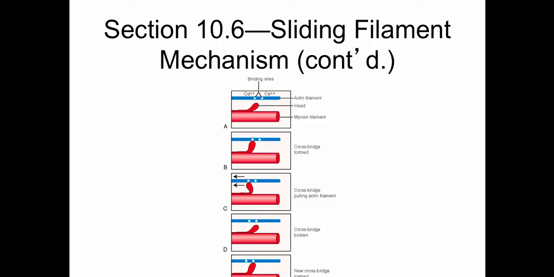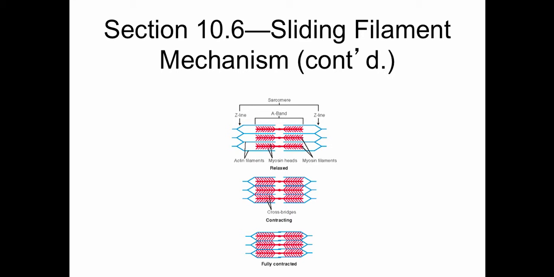This illustrates the steps of the sliding filament mechanism. It begins when binding sites are exposed and ends when the process begins again. If the cross bridges succeed in bending, the sarcomere shortens toward its center as the muscle contracts. When the sarcomere is fully contracted, it's at its shortest length.